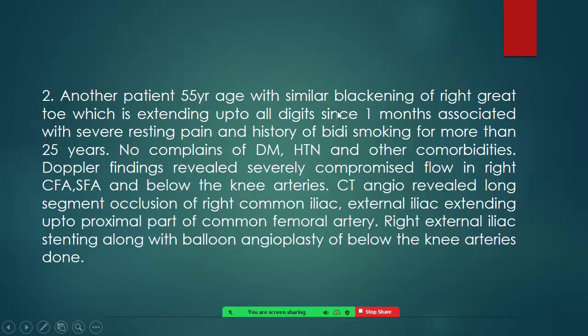A 55 year old male, having gangrene of all the digits since 1 month. He has a smoking history of 25 years, no diabetes or hypertension, because they are typical Buerger disease patients. Doppler finding reveals severely compromised flow in the right common femoral artery, SFA, and below the knee arteries. CT angio reveals a long segment occlusion of the right common iliac artery, external iliac artery, extending to the proximal part of the common femoral artery. So this is a similar type of patient.